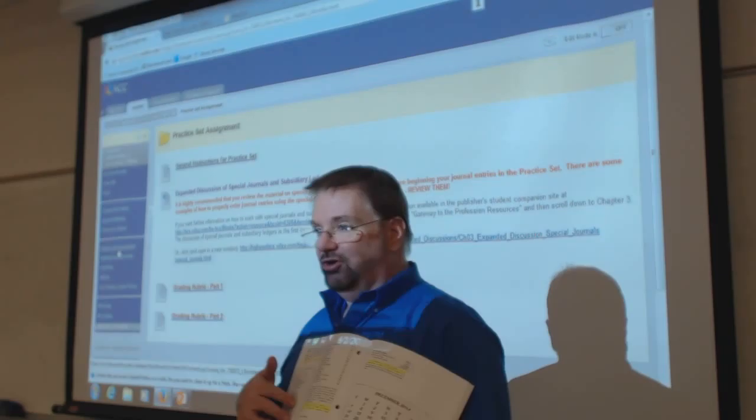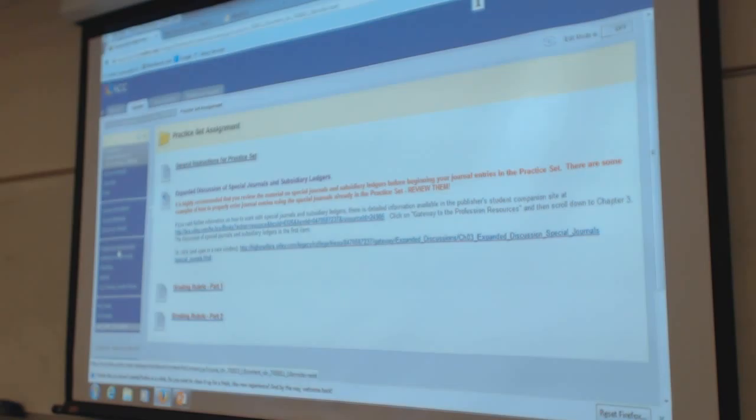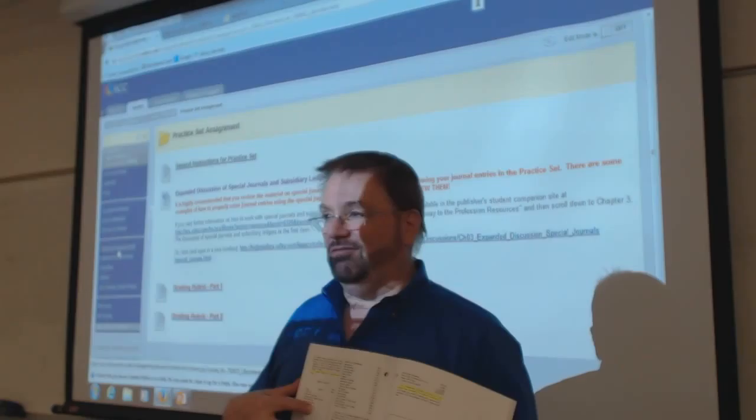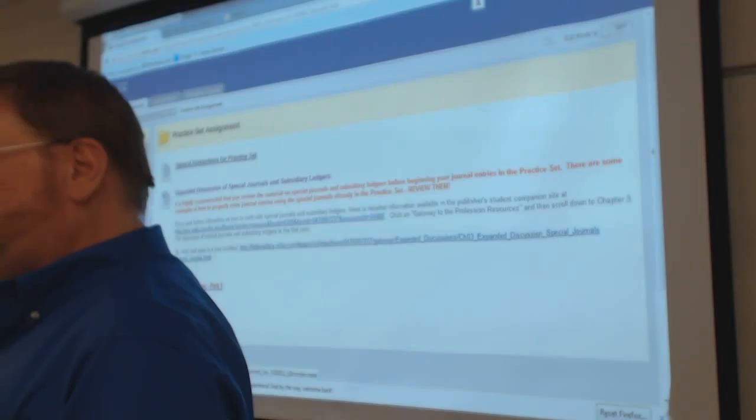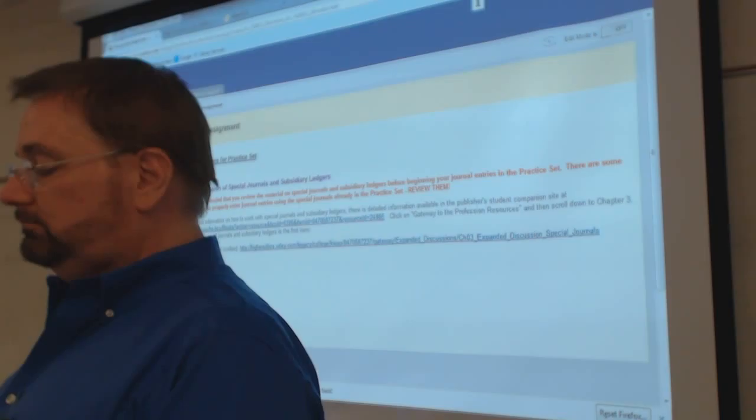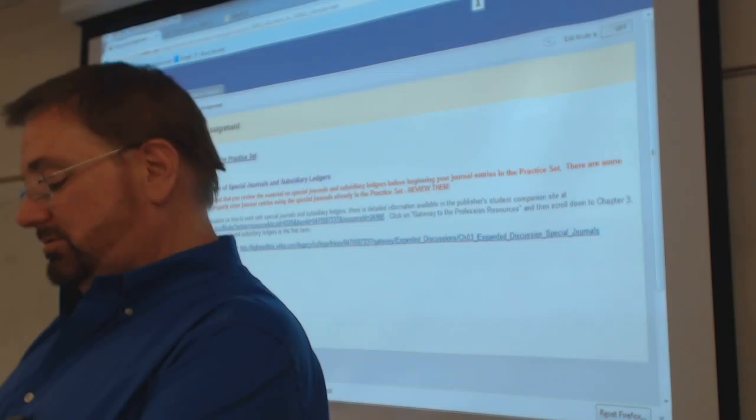All right, on page 78, they show you the list of the chart of accounts. This is your universe. These are the accounts that you have to pick from in terms of doing your journal entries, journalizing your transactions. Do not create any new general ledger accounts. There's no reason for you to have to do that. Everything you need is here.